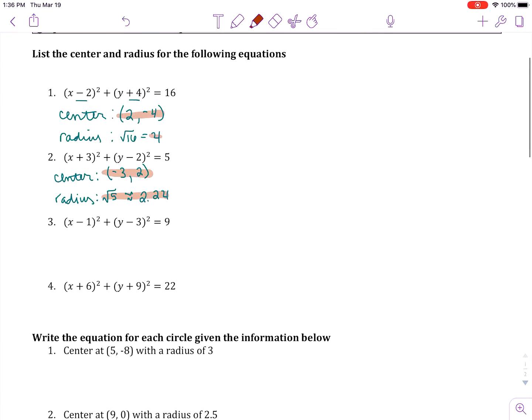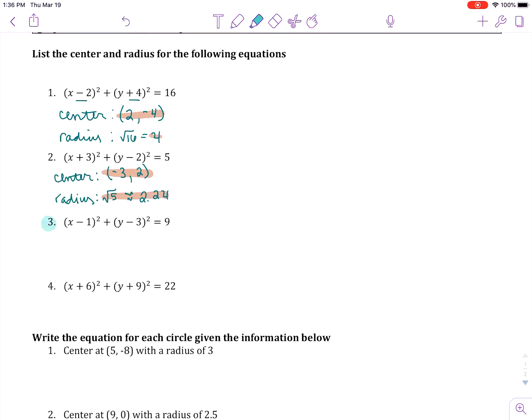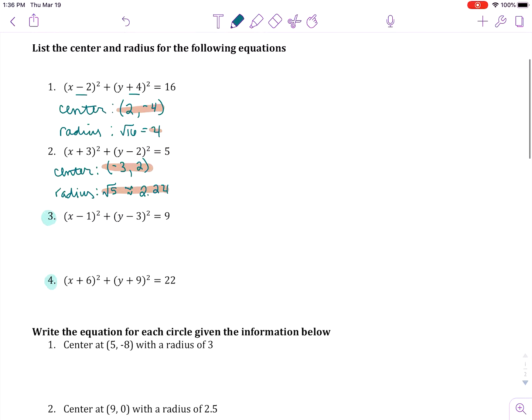Okay. So what I'd like you to do is go ahead and do 3 by yourself and do 4 by yourself. I am going to be looking at your work for number 4.